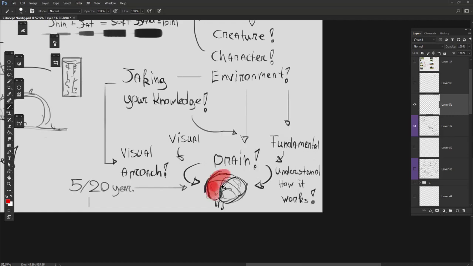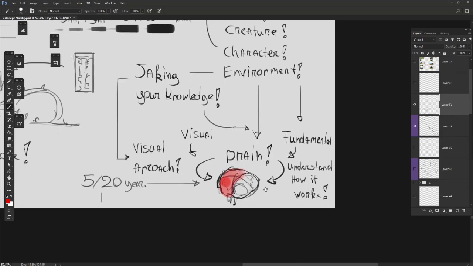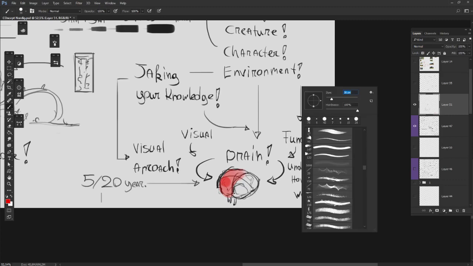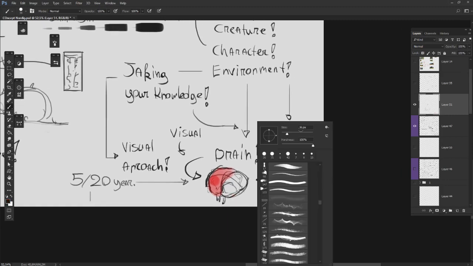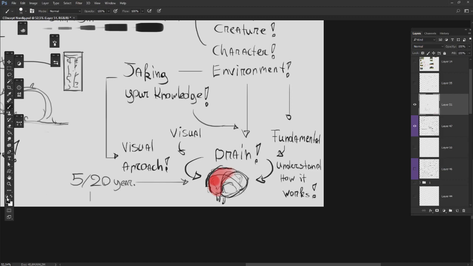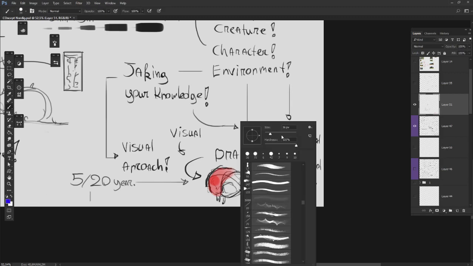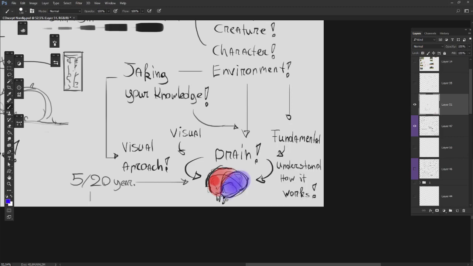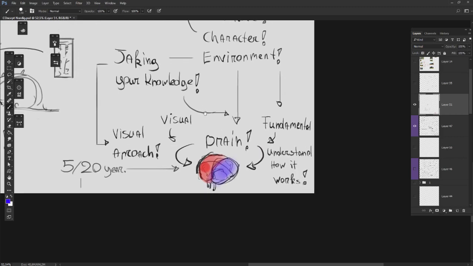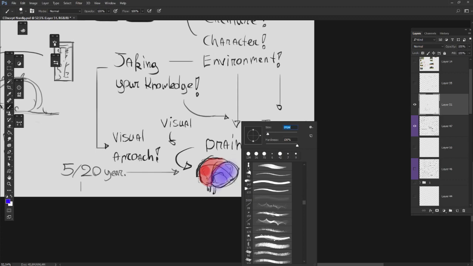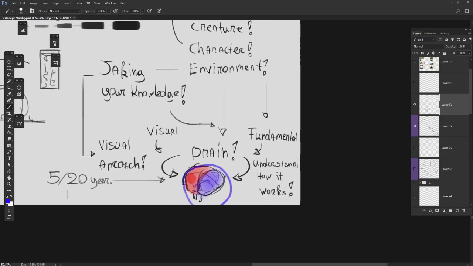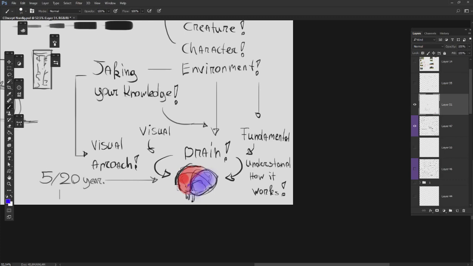But let me stay with you. This part of your brain stores your visual library, versus the other guy here stores your fundamental part. And these two work so well together that everything is stuck like your brain, which is totally nice.